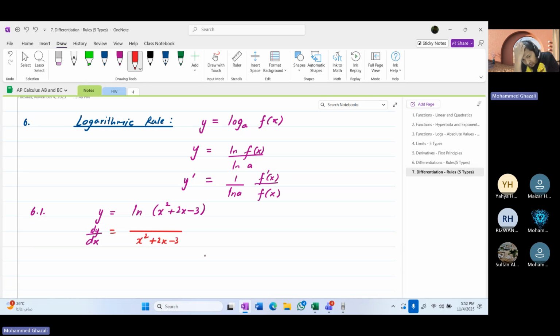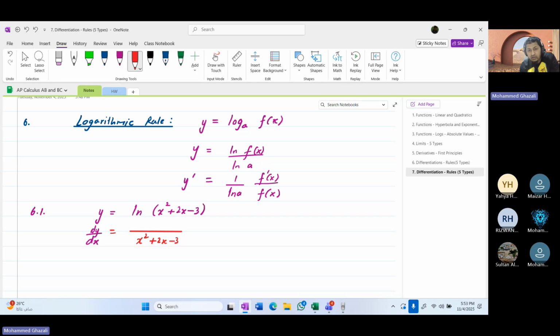Anyone wants to give it a try? What's going to go on top? Yes? What's the question? The question is ln of x squared plus 2x minus 3, over ln, multiplied by 2x plus 2 over the original function, remember. 2x plus 2, right? Yeah, there's no 1 over ln because this is already ln.